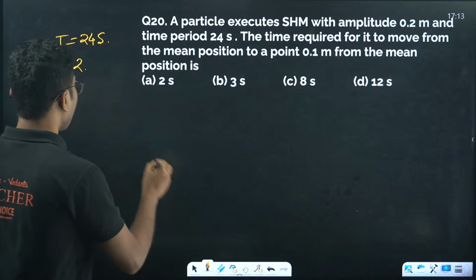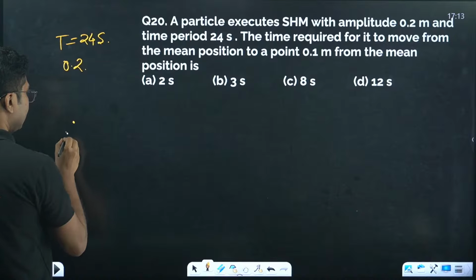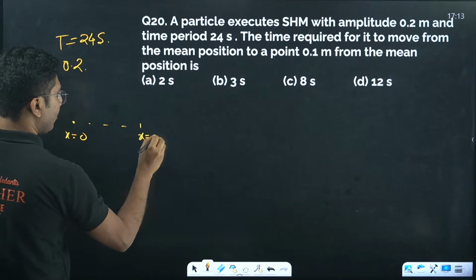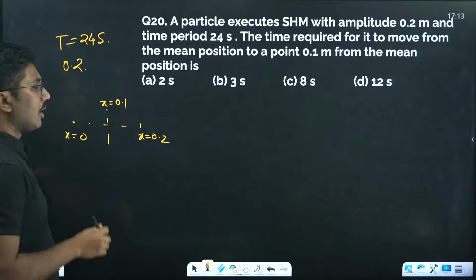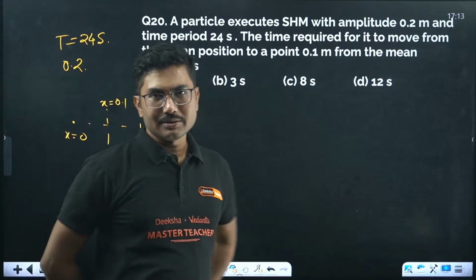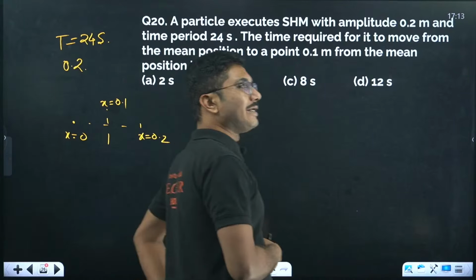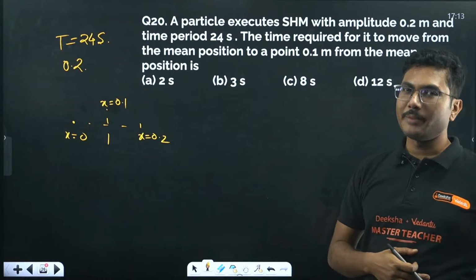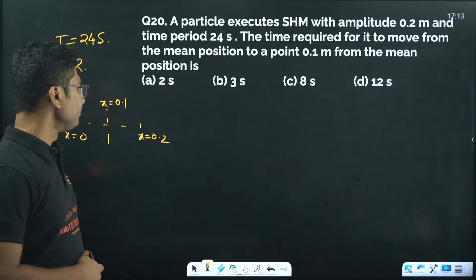Suppose this is the mean position, that is x equals 0. The amplitude is at x equals 0.2. They ask you how much time it will take to reach over here, which is x equals 0.1. Now do not answer 12 seconds. Even though it's the midpoint, do not answer 12 seconds, because it is not a simple constant velocity problem. This is an acceleration problem. So you cannot simply say that it will be 12 seconds. Then it will be wrong.